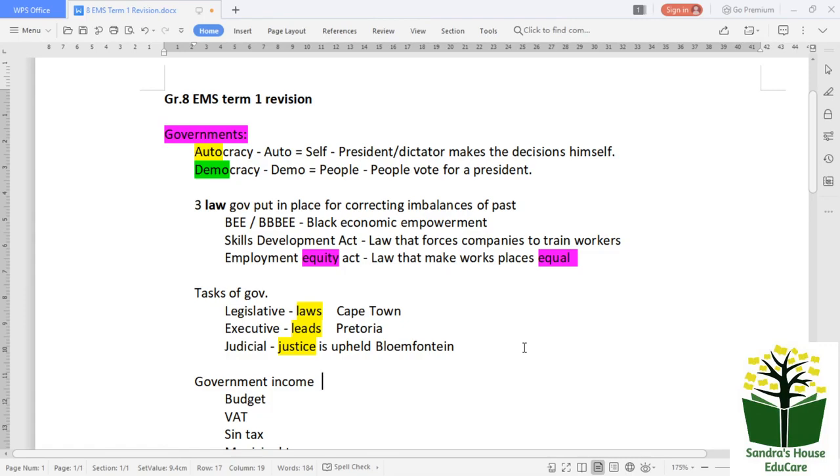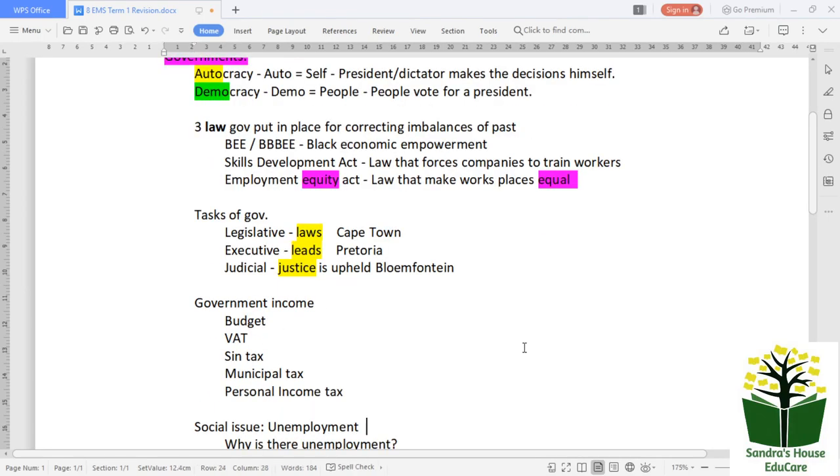Now, in order to perform these duties, the government needs an income. So where does the government get its income from? Let's first have a look at what a budget is. A budget is basically tracking income and expenses.